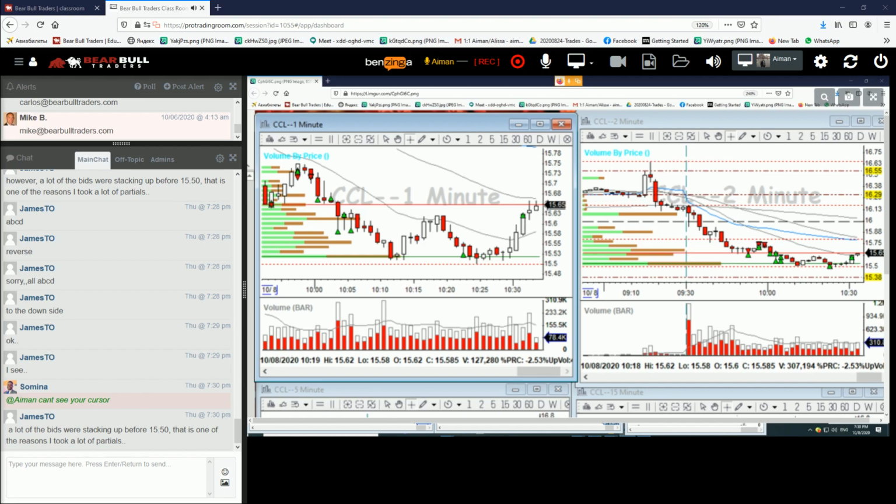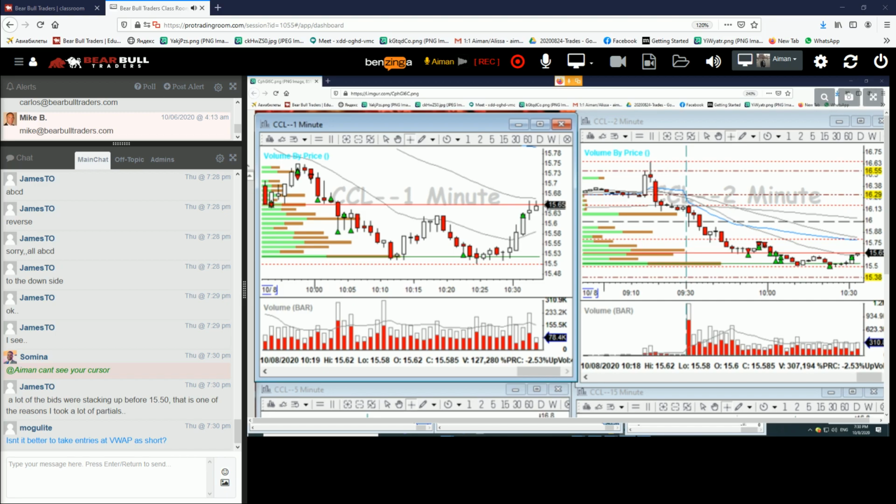No, that's smart. I mean, taking partials based on the level 2, taking entries based on the level 2, it is good, right? But remember that the level 2, you can't trade only based on it. You need to combine it with the chart, with the pattern, with whatever setup you are trading right there.